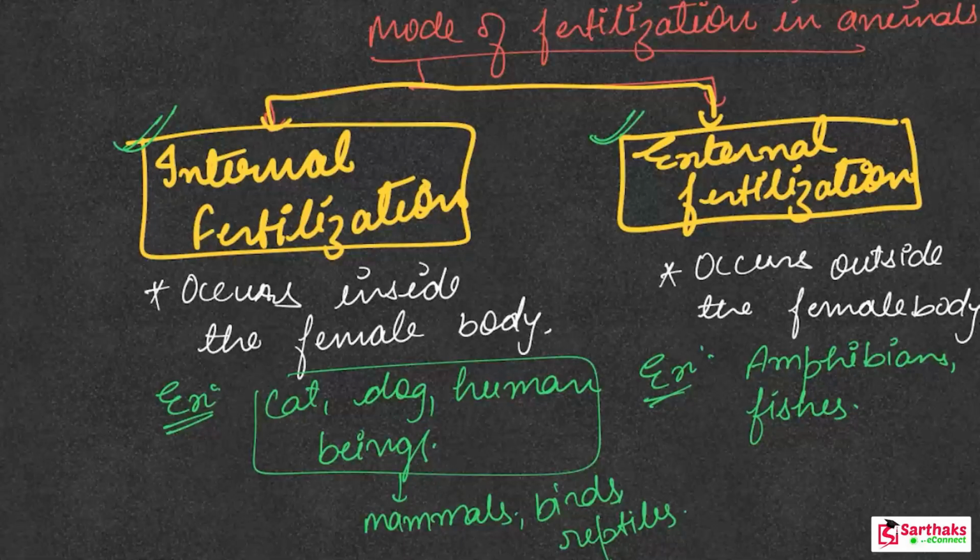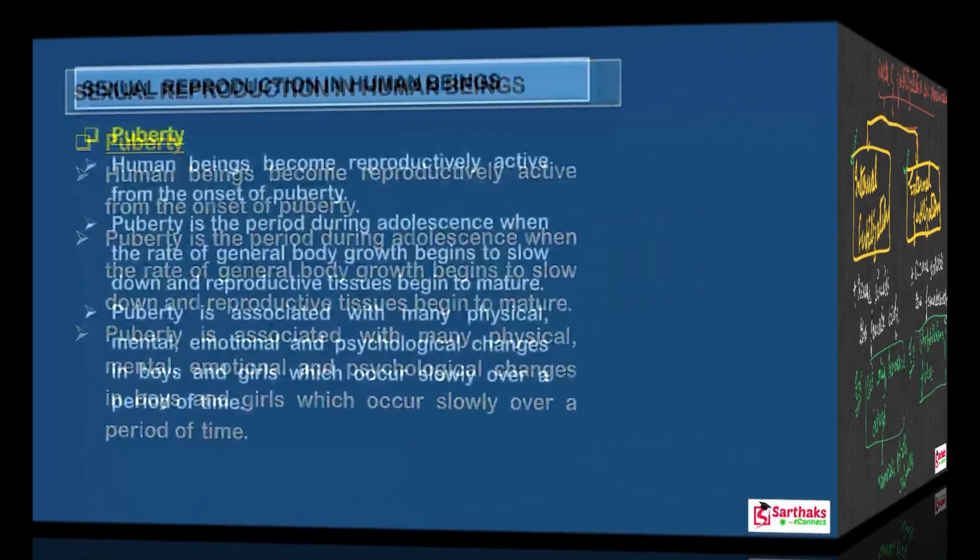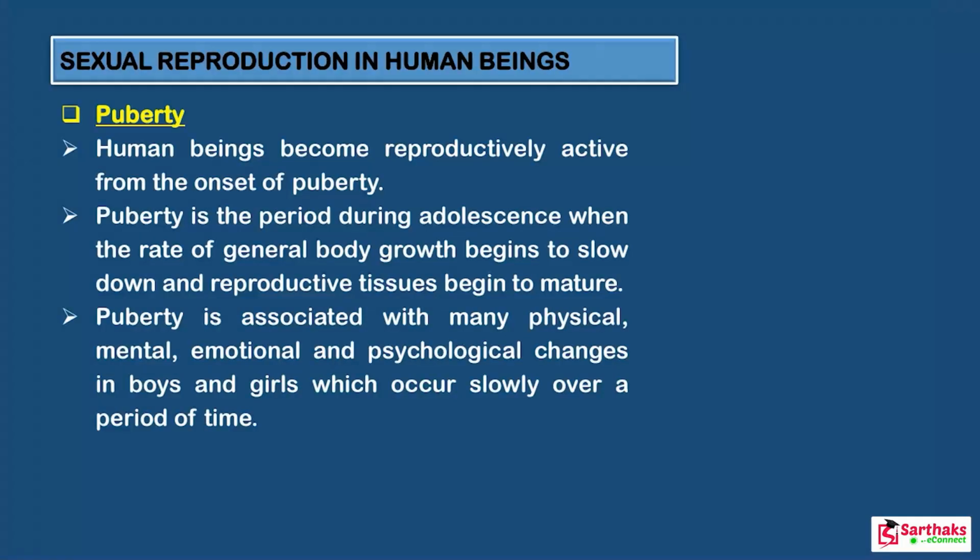So what is external fertilization? When the male and female release their sperm and ova in water. Generally external fertilization occurs outside the body, in water. External fertilization occurs generally in all aquatic organisms. Amphibians and fishes are aquatic organisms. Now the question is, when does the fusion of male and female gametes start?